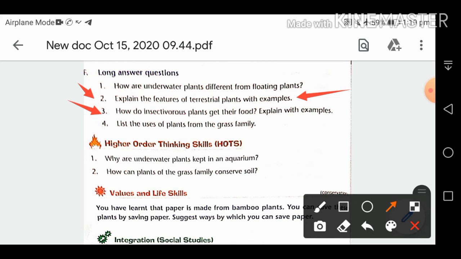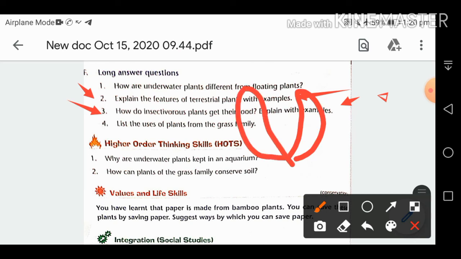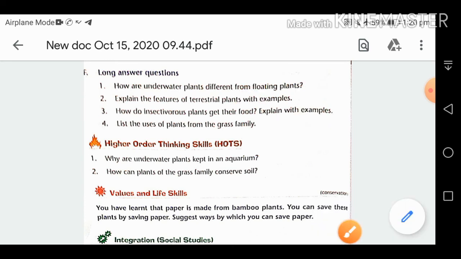Then insectivorous plants get their food by trapping insects and consuming them. Explain with an example. You can explain the Venus flytrap. What will the Venus flytrap do? It has two halves of a leaf that act as a trap. When an insect sits inside, they will snap shut and trap the insect.